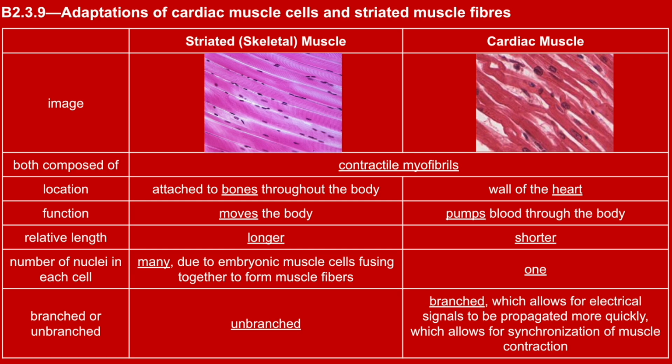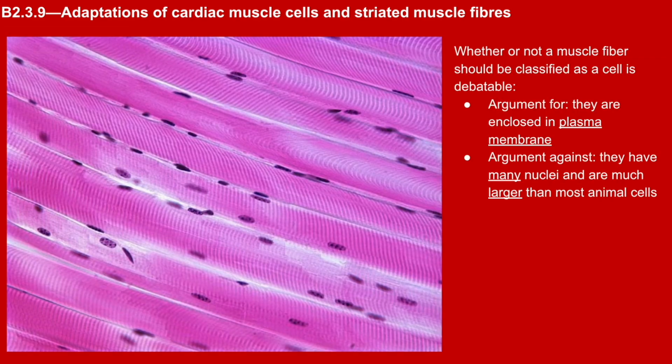Okay, we know that striated muscle is multinucleated, whereas cardiac muscle is just going to have one nucleus per cell. Striated muscle is unbranched. Cardiac muscle is branched, which you can see here, which allows for electrical signals to be propagated more quickly, which allows for synchronization of muscle contraction in the heart. Okay, so whether or not a muscle fiber should be classified as a cell is debatable. They do have a plasma membrane that encloses them, but remember, they do have many nuclei and they're larger than most animal cells.